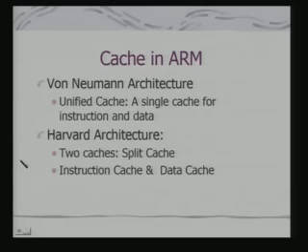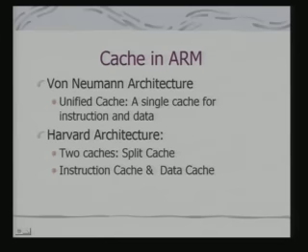Now if you look at cache in a microcontroller, how is the cache really used in a microcontroller core? If I have a von Neumann architecture, obviously I shall have a unified cache, a single cache for instruction as well as data. For Harvard architecture, we shall have two caches. This we call split cache organization. I have instruction cache and data cache separately.